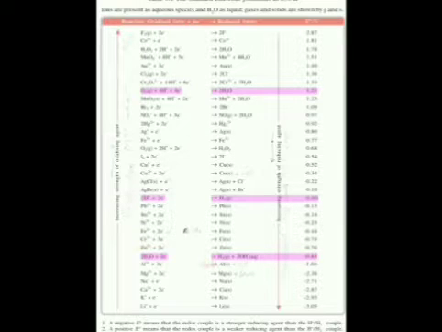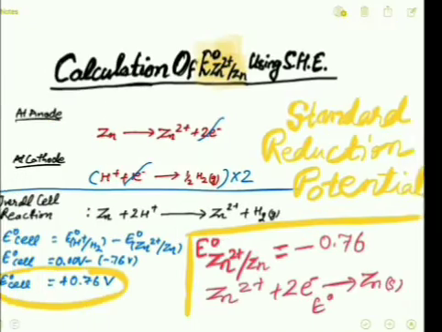And dear students, in the previous video we have seen that this standard reduction potential we get by coupling the particular metal electrode with that of simple hydrogen electrode. That simple hydrogen electrode is also known by different names like reference electrode, standard hydrogen electrode, reversible electrode, inert electrode, and so on. So let us recap quickly the previous topics.